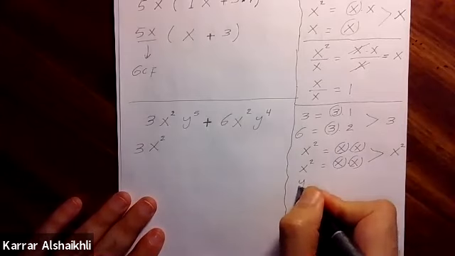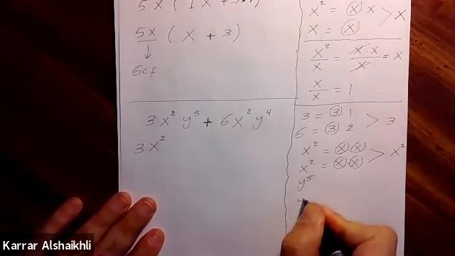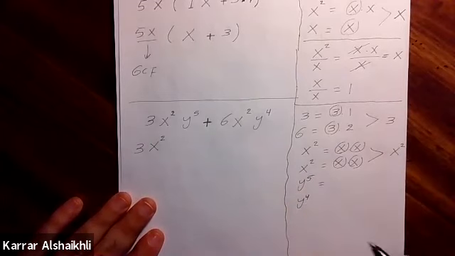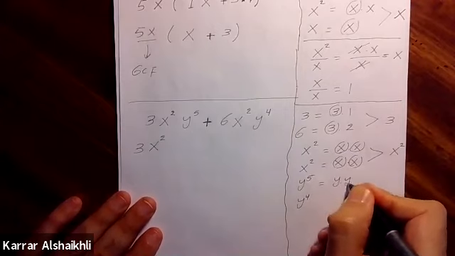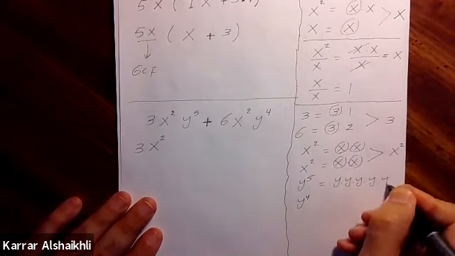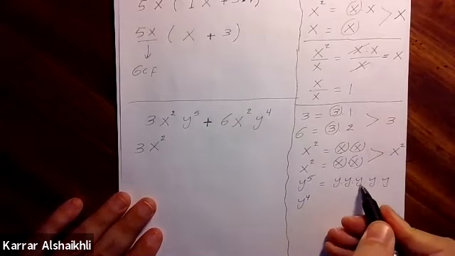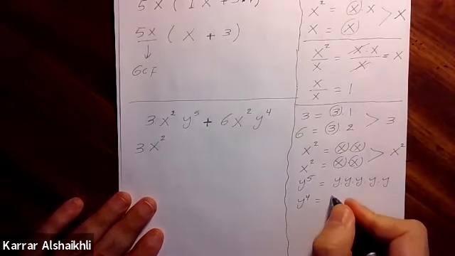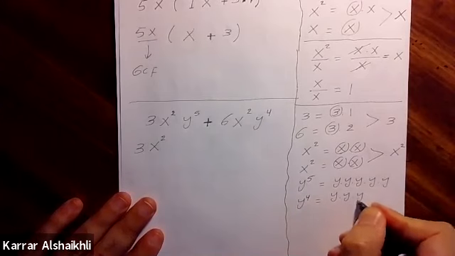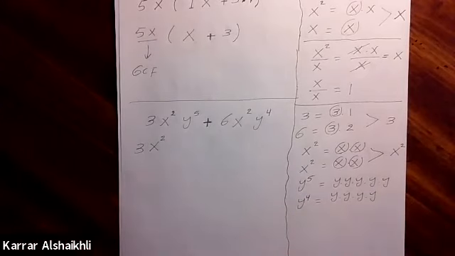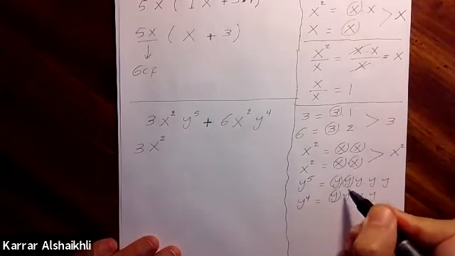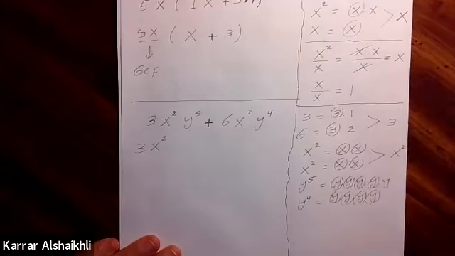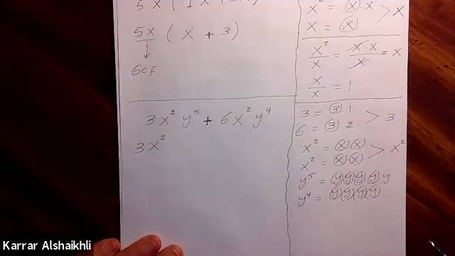I have y to the power 5, and I have y to the power 4. Y to the power 5 means 1, 2, 3, 4, 5. Y to the power 4 means 1, 2, 3, 4. So the common here is 1, 2, 3, 4. That means how many y's do we have in common?